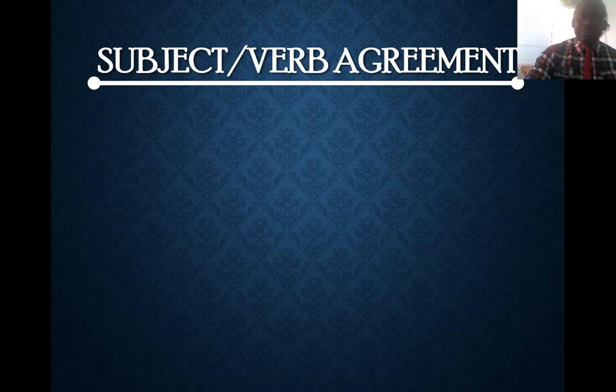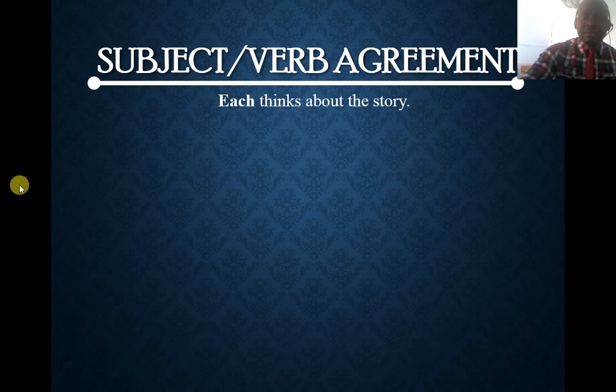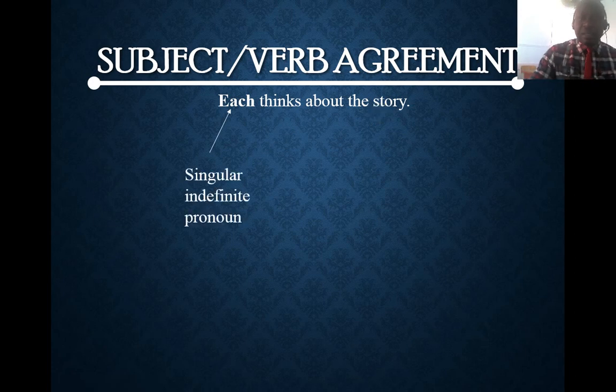Now, the agreement between the subject and the verb in terms of number is what you call subject and verb agreement. This sentence here should serve as an example of what we just talked about. Each thinks about the story. Now, in this sentence, the subject is each. Each is a singular indefinite pronoun. Thinks is a verb, and that is a singular verb.